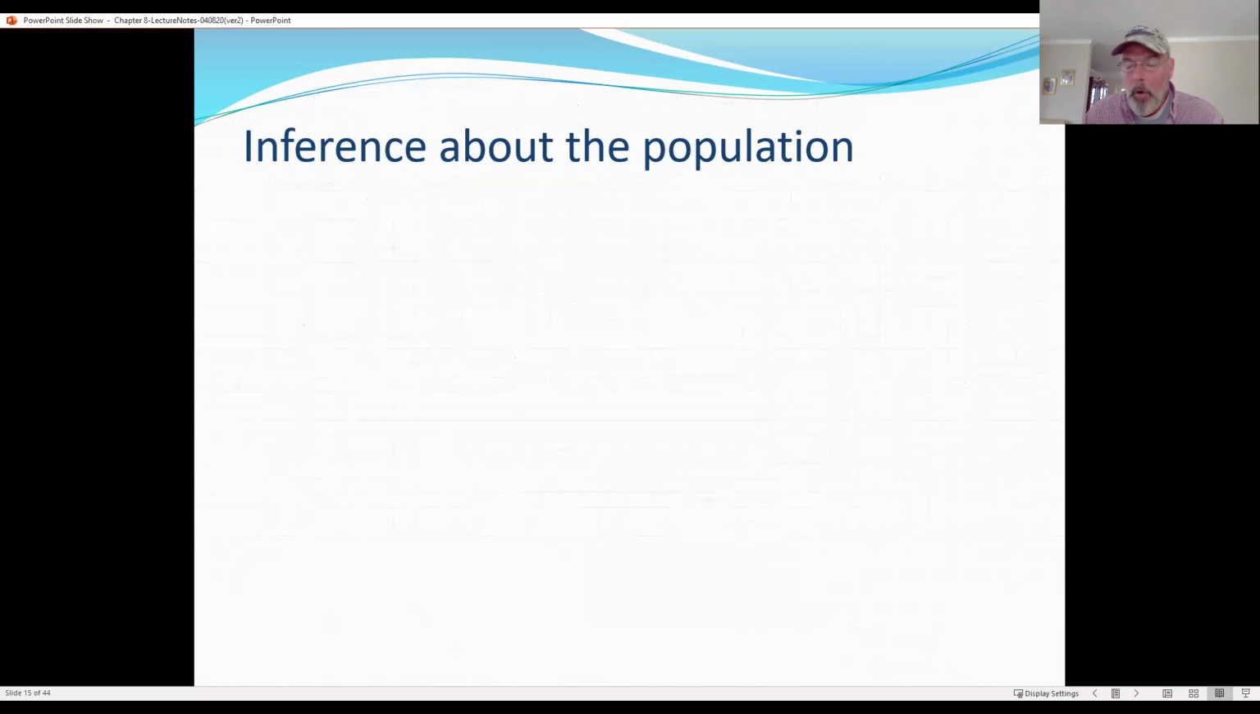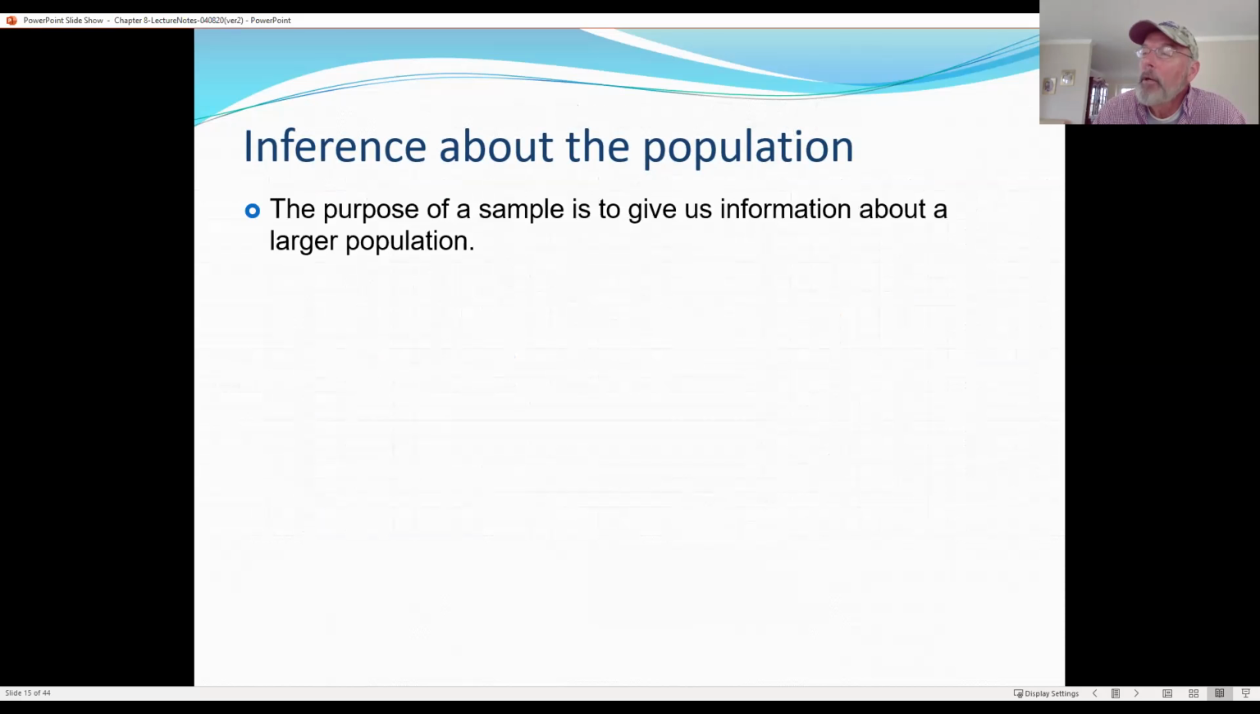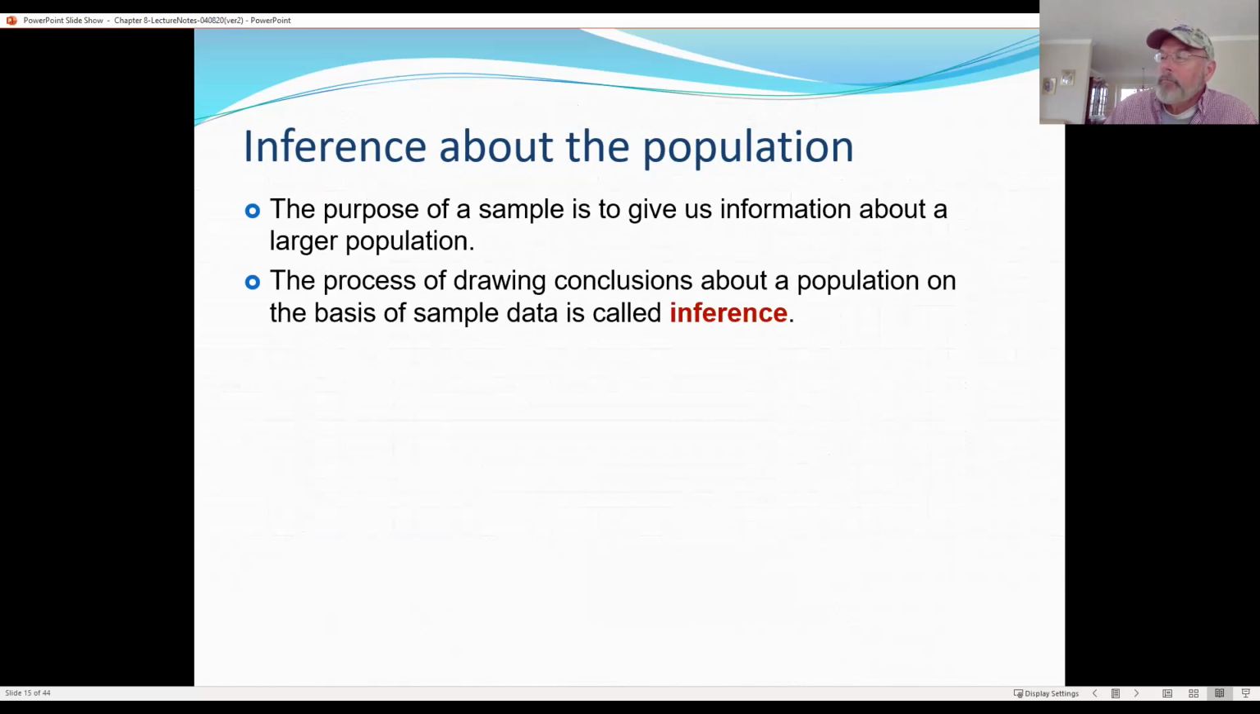Okay, so if we were thinking about a sample and we wanted to start thinking about how that sample is going to give us some information about the population, this is the purpose of the sample: to get information from a larger population. And therefore, the process of drawing conclusions from the sample and applying it to the population is really where we're trying to go when we are sampling.